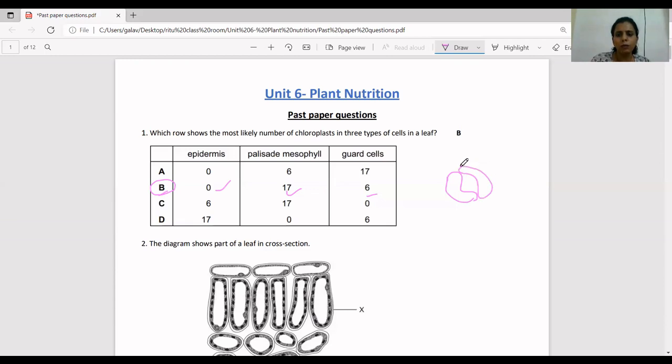This opening is known as stomata, and the cells which surround or guard these openings are known as guard cells. So these guard cells also have some chloroplast. So B is the correct answer. Epidermis has 0 chloroplast, palisade mesophyll 17, and guard cell has 6 chloroplast.